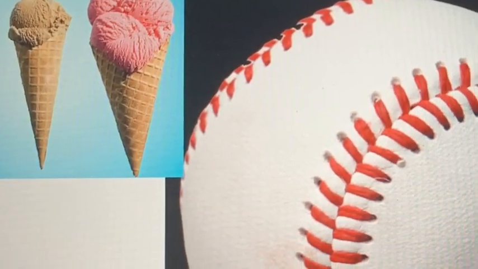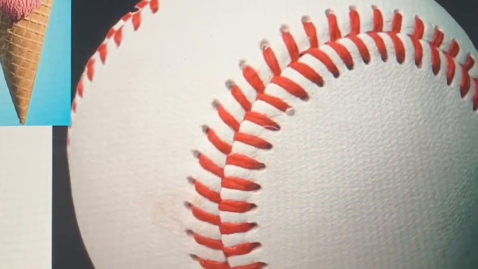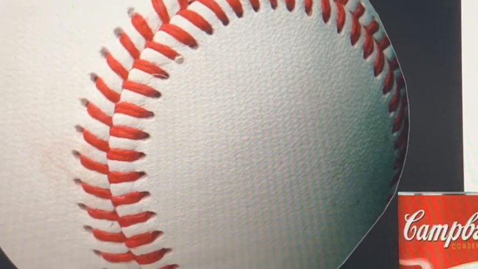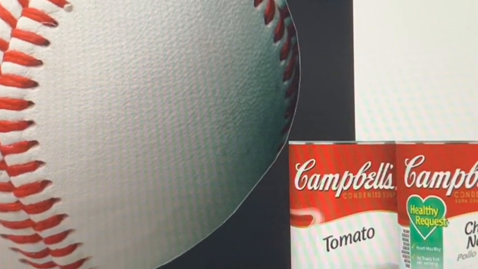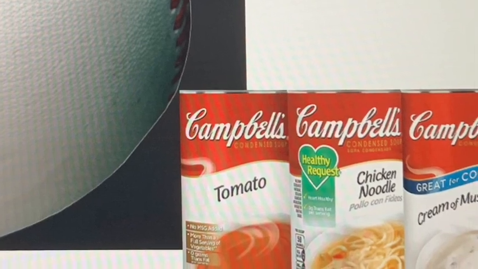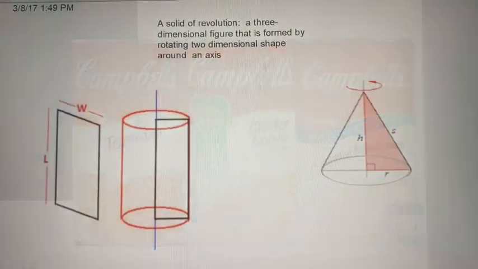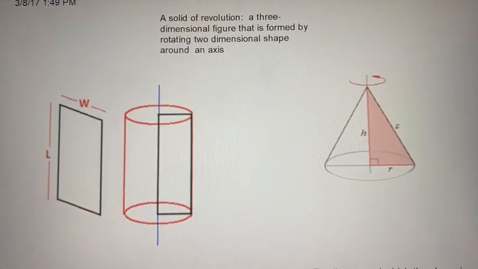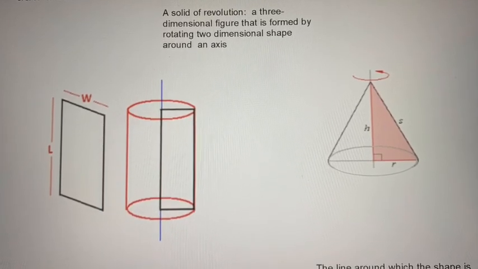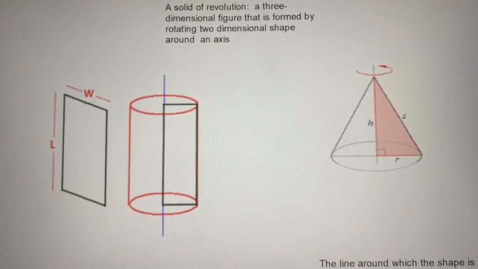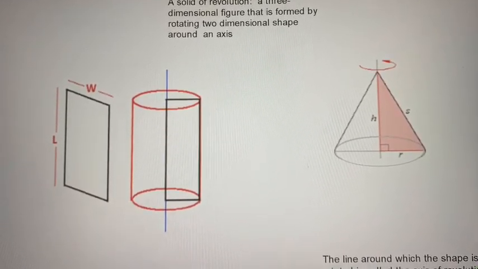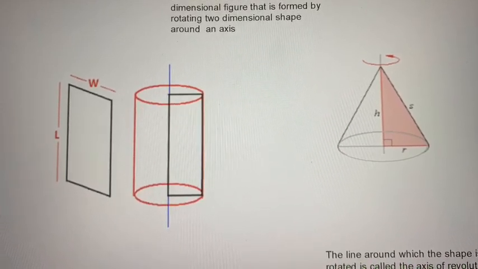Remember, a polyhedron is a solid that is bounded by polygons, but these shapes, the cone, the sphere, and the cylinder, are not polyhedra. Now, if we took a rectangle and we spun that rectangle around an axis, we would get a roll of paper towels. Well, that roll of paper towels is a cylinder.